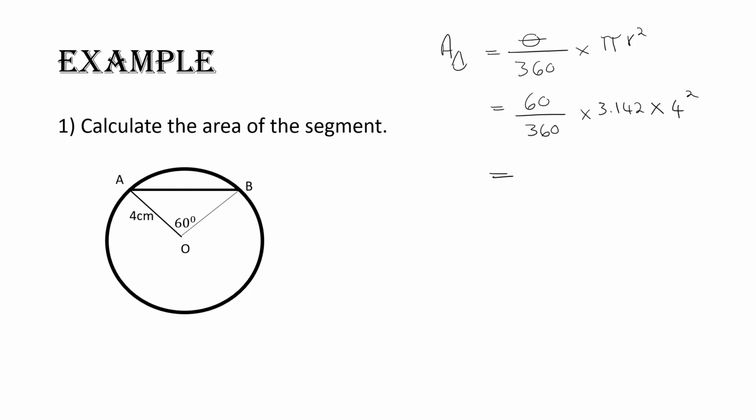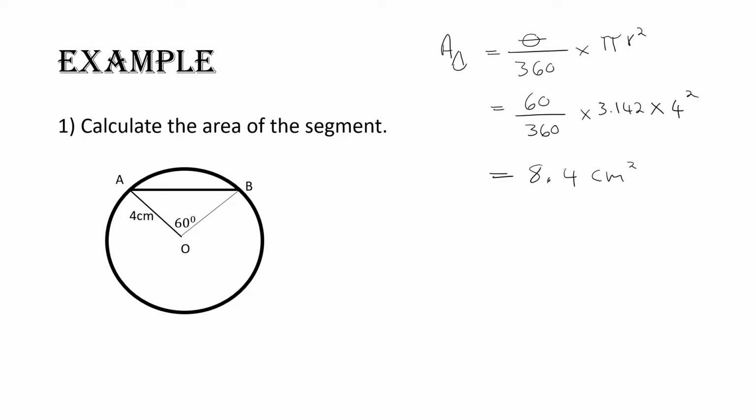Because I know I need space, I wouldn't go further than this. But from here, I'm simply simplifying, right? So that will be 60 multiplied by 3.142 multiplied by 16. How did I get 16? 16 is when I square the 4. Yes, I square 4 and I get that. And when I multiply all that out, I then divide it by 360. And according to my calculator here, I am getting 8.4 cm squared, because it's an area. And that's the area of the whole sector.